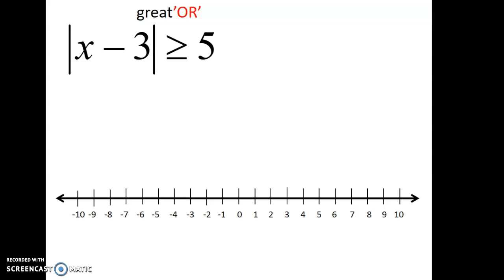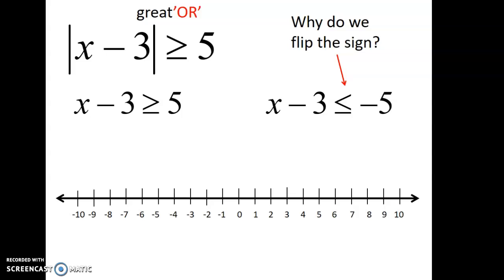Just like with absolute value equations, we're going to make two separate inequalities. When you make the first one, you drop the absolute value signs, just like you would in an equation. The second one, you switch the sign just like you would in an equation, but this time we flip the inequality sign. So a greater than or equal to becomes a less than or equal to. Why do we do this? Because to change the 5 to become negative, we multiply or divide by a negative number, so the sign flips. Remembering that this is an or problem, we now take our inequalities.